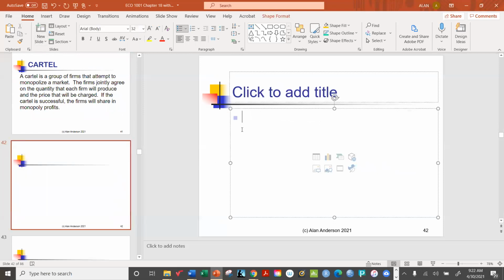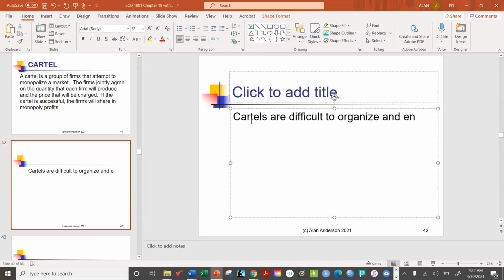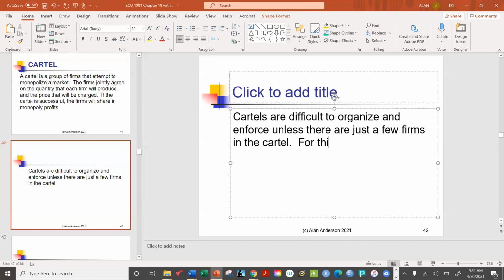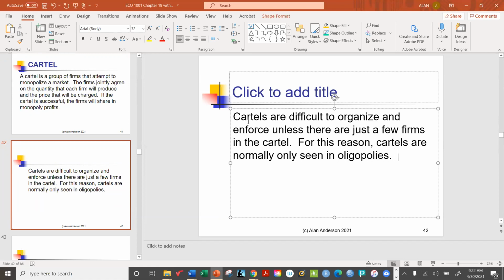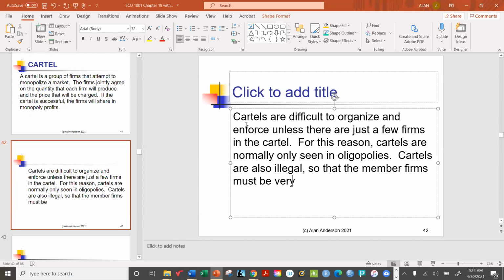But as I mentioned in the video, a couple of things here. First of all, cartels are difficult to organize and enforce unless there are just a few firms in the cartel. For this reason, cartels are normally only seen in oligopolies. Cartels are also illegal, so the member firms must be very careful.